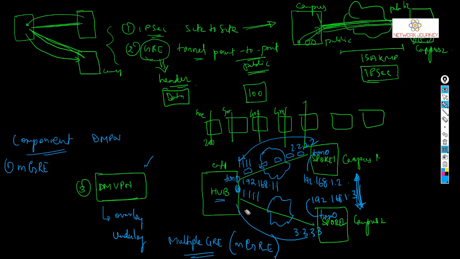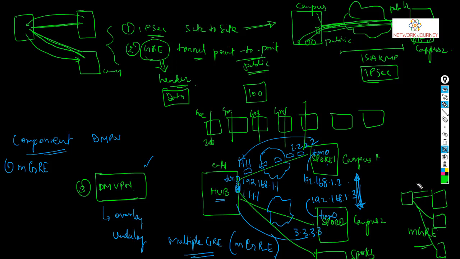So multiple GRE is nothing but multiple destinations. From hub point of view, how many destinations do you have right now? You have spoke 1, you have spoke 2, you can also connect one more destination called spoke 3 over a GRE tunnel. But the concept of GRE tunnel was just point to point. MGRE is multiple destination GRE, which lets you create multiple destinations. So this is the technology we use in DMVPN.